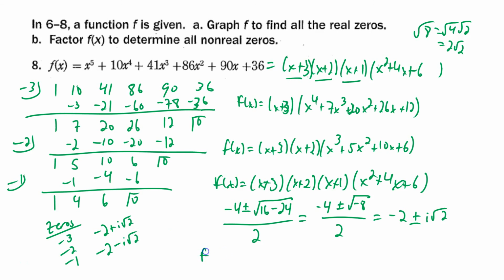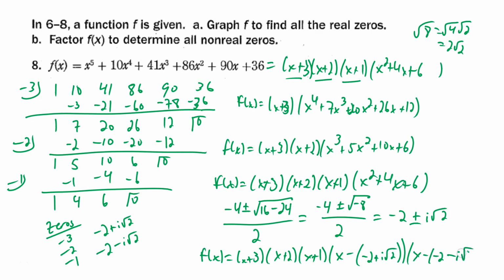Complete factorization: f of x is x plus 3, x plus 2, x plus 1, and then we would have x minus negative 2 plus i root 2, and x minus negative 2 minus i root 2. And that is our complete factorization. And I think that was the last problem.